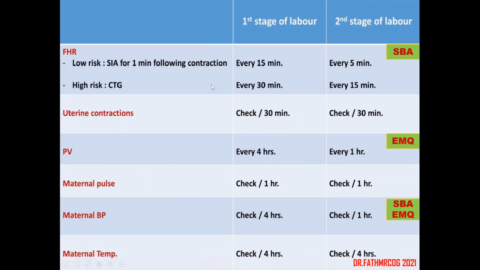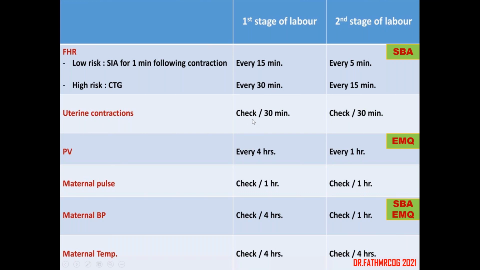This chart shows how to follow the patient in the first stage and second stage regarding the fetal heart rate, uterine contraction, PV, maternal pulse, maternal blood pressure and maternal temperature. In the fetal heart rate, as a recall question, in the first stage for low risk it is every 15 minutes, and intermittent auscultation in the second stage is about every 5 minutes. So intermittent auscultation is every 15 minutes in the first stage of labor and every 5 minutes in the second stage.